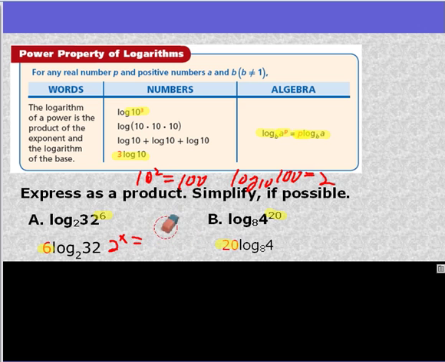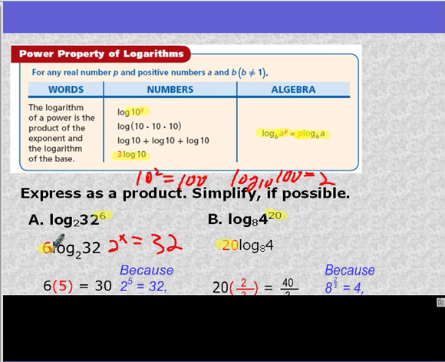And we have to multiply 2 five times to get to 32. So it's going to be 6 times 5, because 5 is what x would be here. And so the answer would be 30.